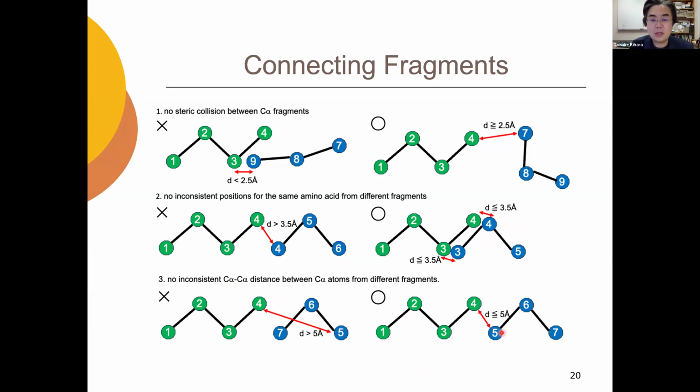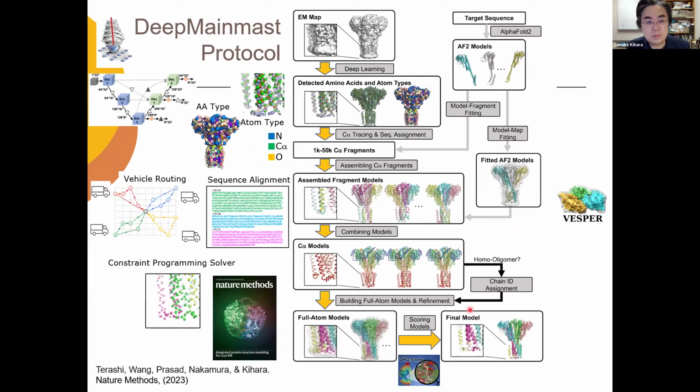Although DeepMainMast has several steps, what I wanted to tell you is that this is very intuitive. This is very similar to what you would do when you model the structure using COOT or some interactive software. We are doing the manual steps by programs, but each step is interpretable and easy to follow. It's mimicking how you would do modeling by hand.